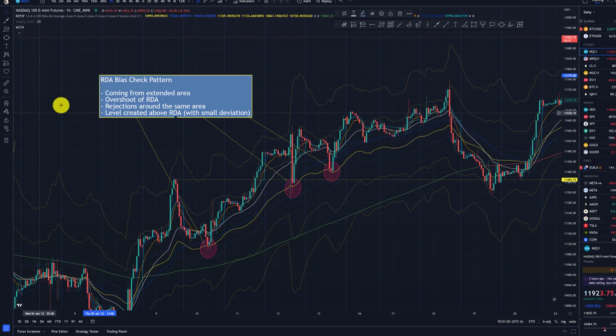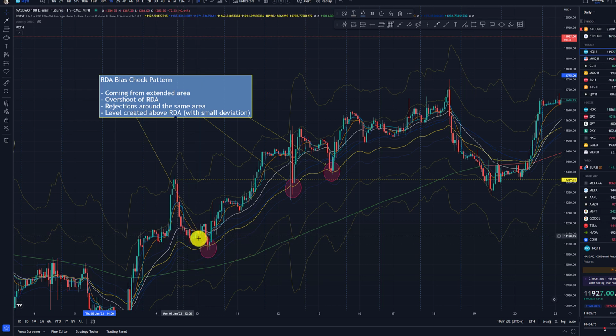The next pattern we'll cover is what I call the RDA bias check pattern. And this is a simple pattern. We talk about this often. What I'm going to do in these videos is go from a complex pattern to a really simple pattern. You'll see this pattern time and time again, and you'll see it around momentum checks, but right now we're just going to focus on the RDA bias check. It's almost surprising how much you see this around the RDA on multiple charts.